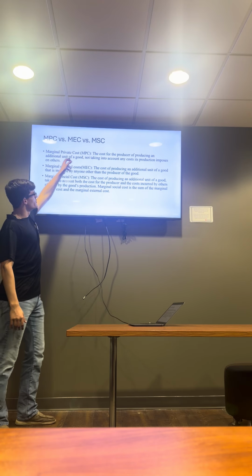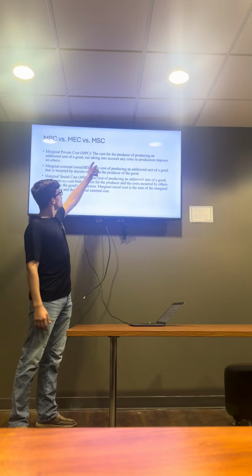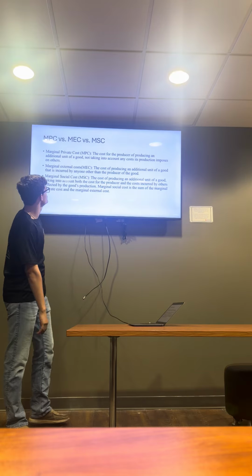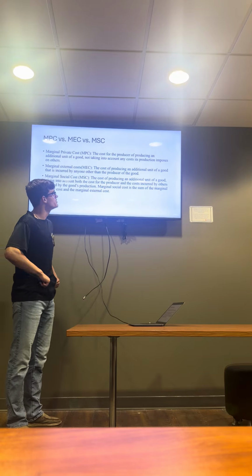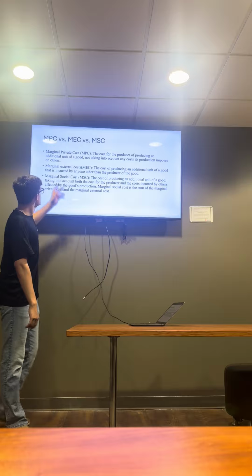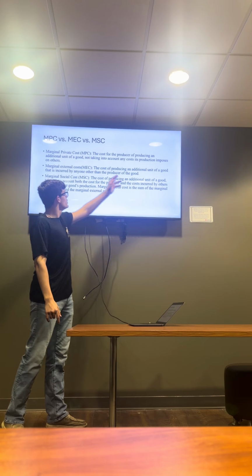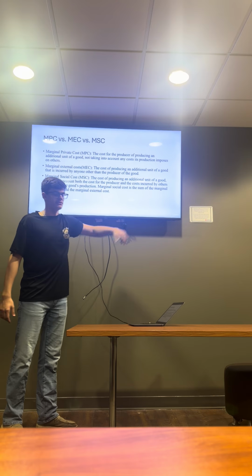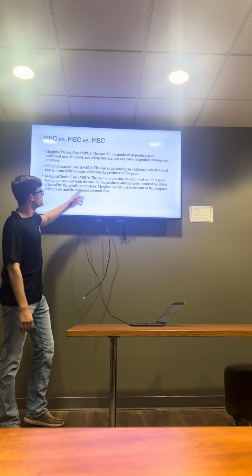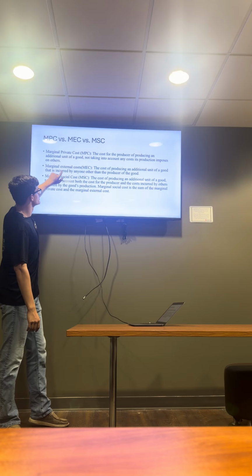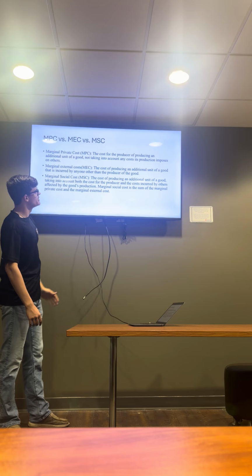The MPC, or marginal private cost, is the cost for the producer of producing an additional unit of a good, not taking into account any costs its production imposes on others. The marginal external cost is the opposite. It's the cost of producing an additional unit of a good that falls on anyone but the producer. And then your marginal social cost is the combination of your marginal external cost and your marginal private cost.